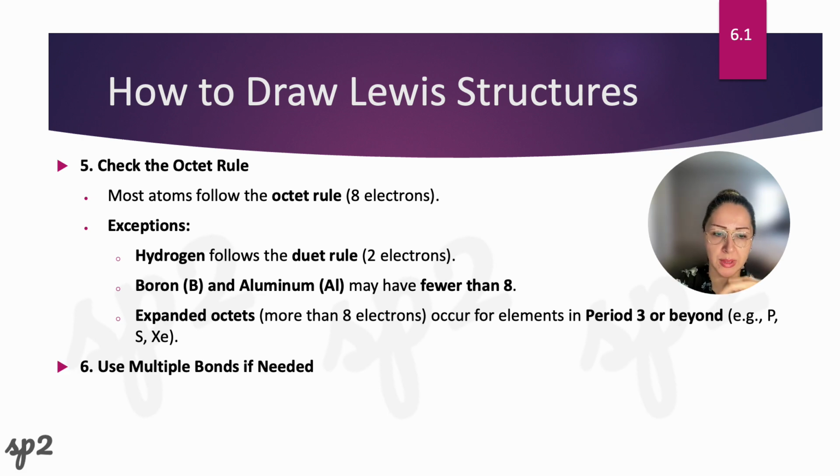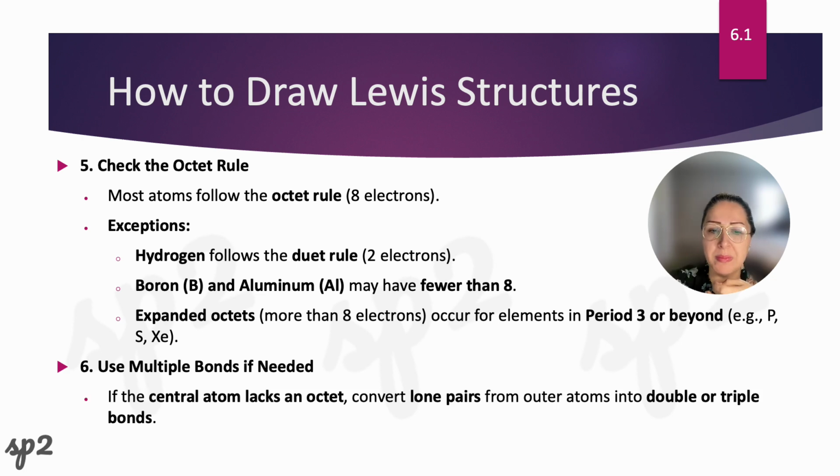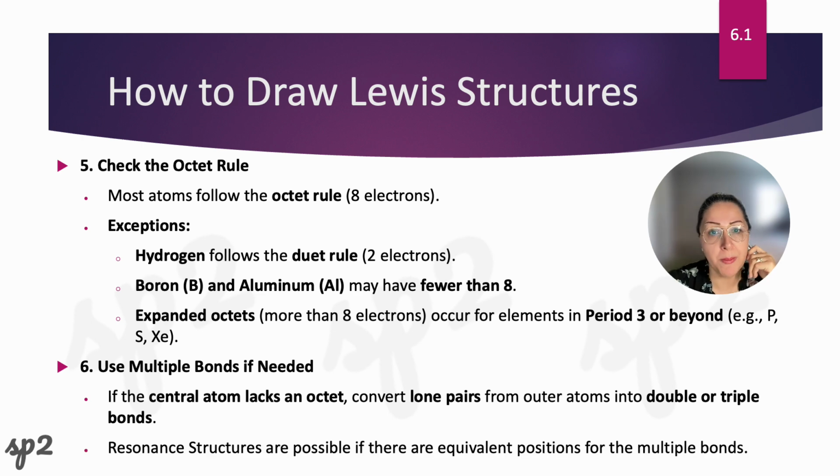Then you would use multiple bonds if you need to. This means that if you're missing any octet, right, in order to satisfy the octet, you try to borrow electrons and make a double bond or maybe a triple bond as you need. You may possibly have some resonance structures as well, which are the cases where I have equivalent positions for my double bond. Okay, I'm going to show you all of that in our examples. Before that, I have one more slide for you.